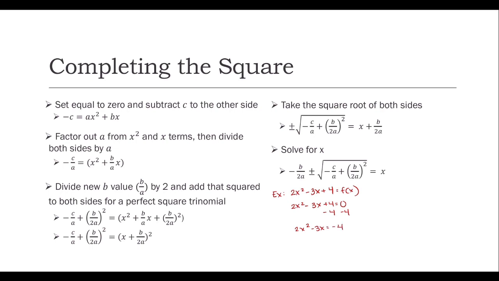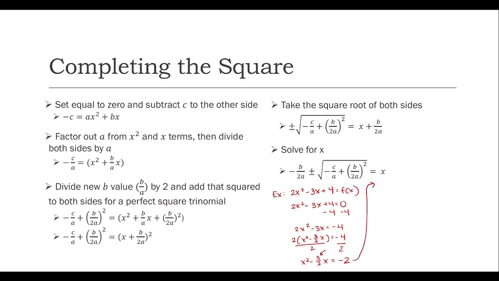Then we'll factor out the a term from the x squared and x terms. So we'll factor out the 2. So we get 2 times x squared minus 3/2 x equals -4. And then we'll divide both sides by that value, so we'll divide both sides by 2. So we get x squared minus 3/2 x equals -2. Then we'll divide the new b value, in this case our -3/2, by 2 and add that squared to both sides for a perfect square trinomial.